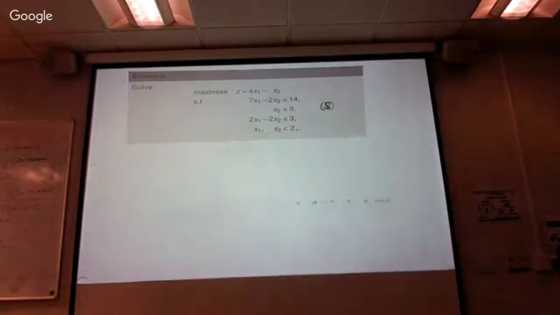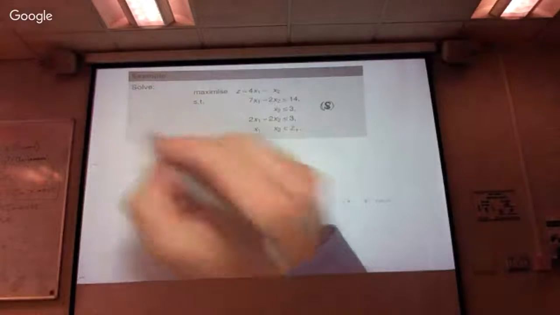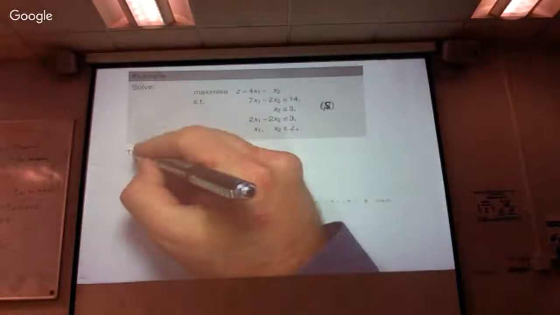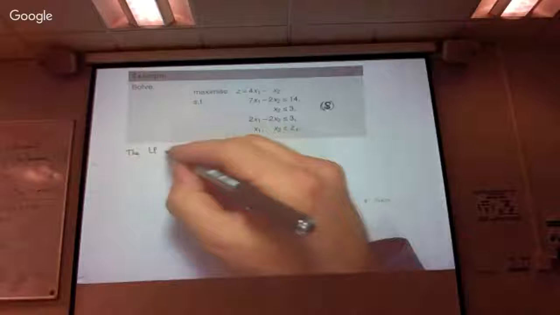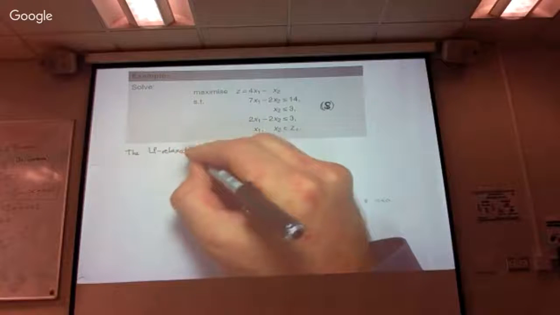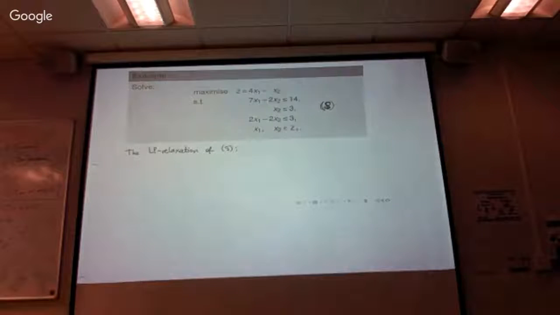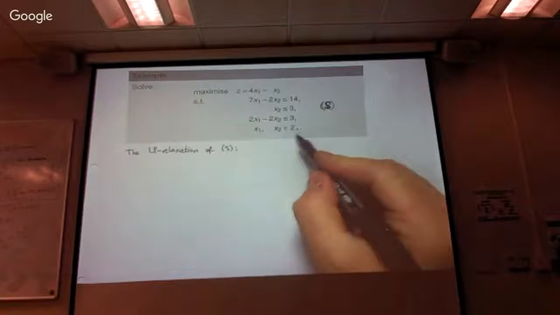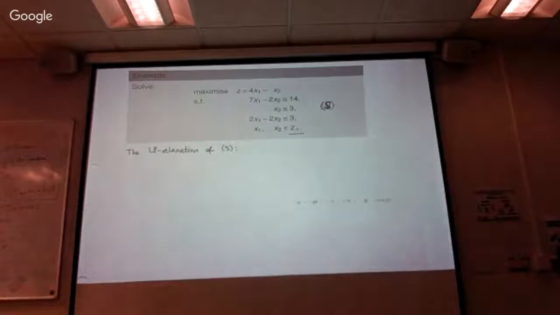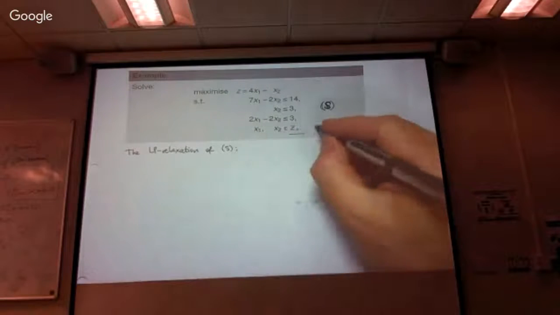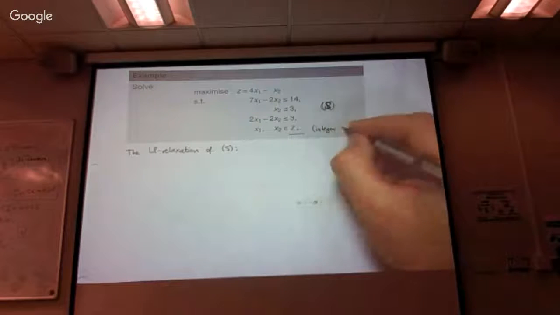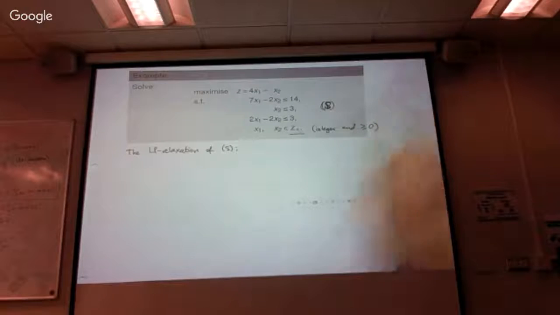Let's call it S. So do you remember, I think I said last week, the LP relaxation of S, what it is. This Z plus means that x1 and x2 are integer and greater than or equal to 0. Can't be negative. So I combined non-negativity and integrality into one constraint.